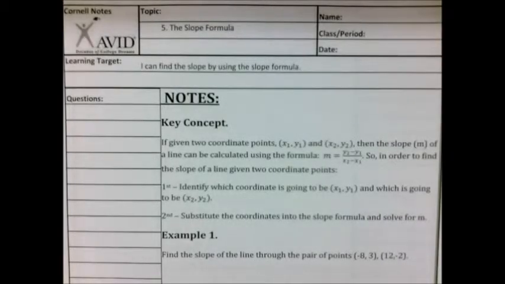So we're going to go in now and talk about the slope formula. There's a certain formula that we can use in order to find slope given a line. And so your learning chart is: I can find the slope by using the slope formula.